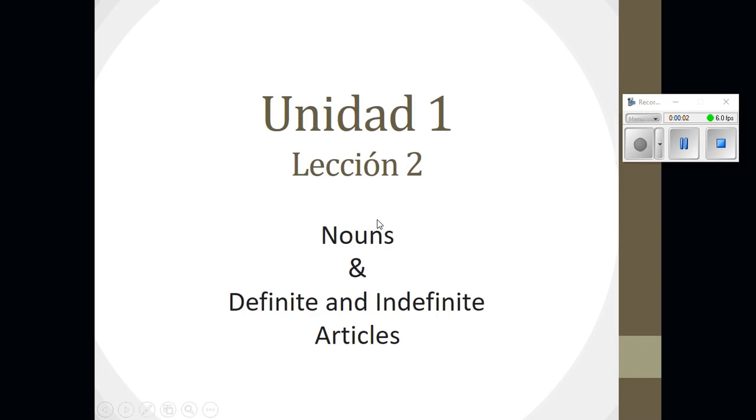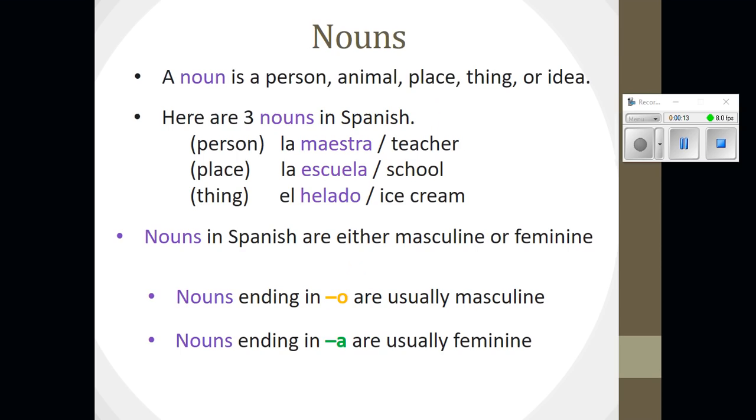Hola clase! Today we're going to talk about nouns and definite and indefinite articles. So make sure you have your nouns and definite and indefinite articles note guide available and that you're filling it in as we go through the PowerPoint together.